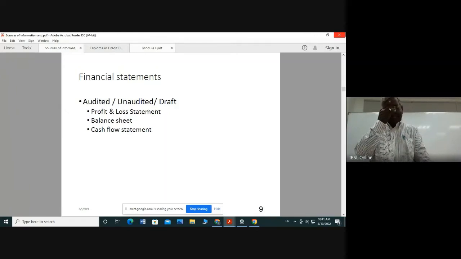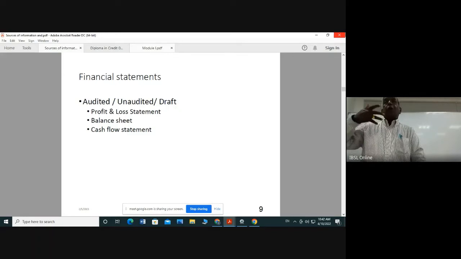Apart from that, sometimes the financial year would have been over on March 31st, and a few months would have passed since April 1st. During that period also, the bank wants a financial statement. We call it management accounts. The financial year is not completed, only a few months have gone, but the bank may ask for management accounts, and the bank will use them for analysis too. So these are the financial statements.